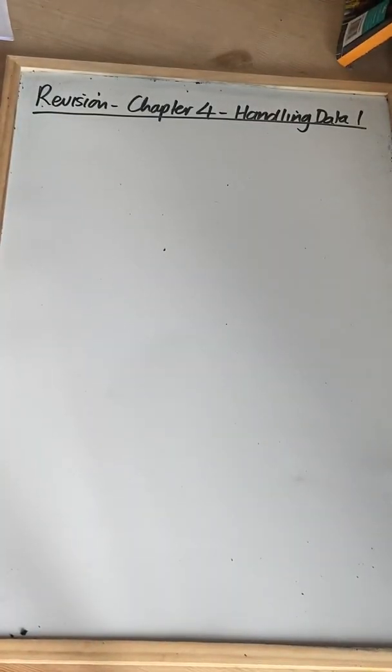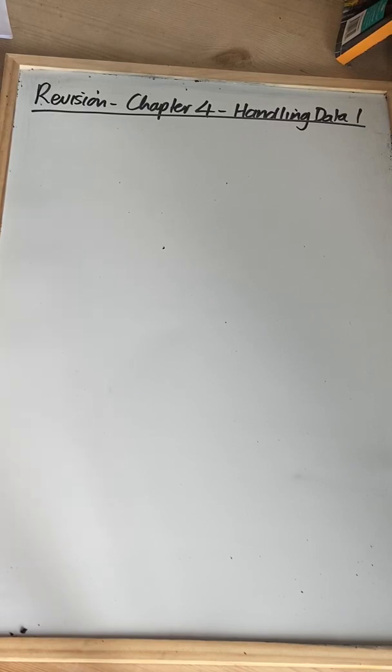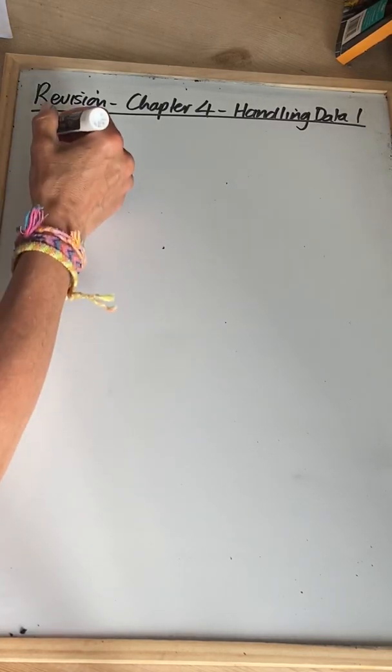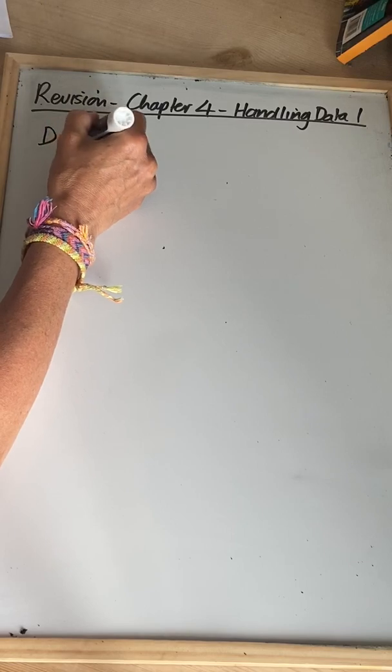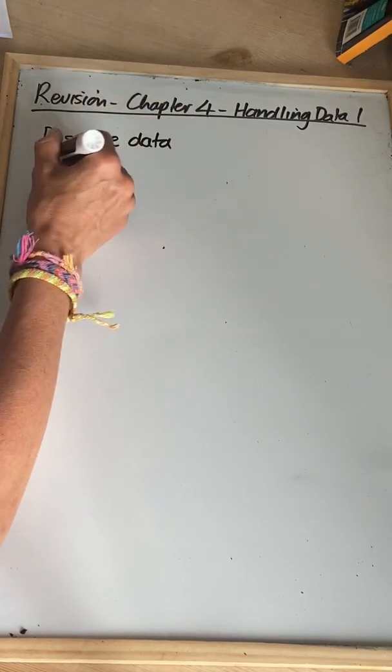Today we are revising chapter 4 of the GCSE book, and that's all about handling data. So first of all, we're just going to talk about the two main types of data that you come across. One type of data is called discrete data, and the other one is called continuous data.